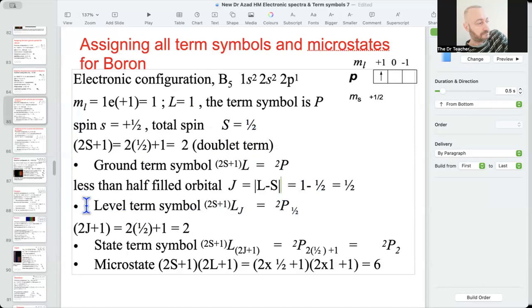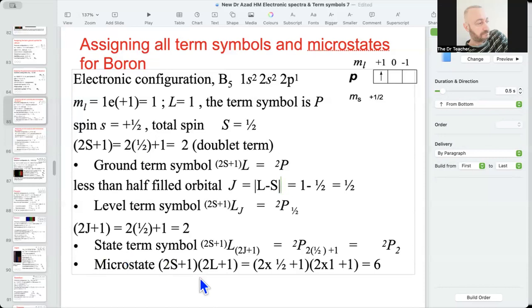Now, number of microstates. Okay, let's do the state term symbol. 2J plus 1. This one is the state term symbol: L, 2J plus 1, 2S plus 1. So we have here P2, and here 2J plus 1 obtained is 2. So it will be P2, 2. Number of microstates.